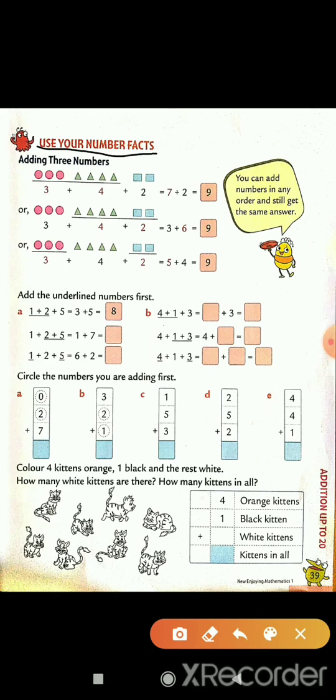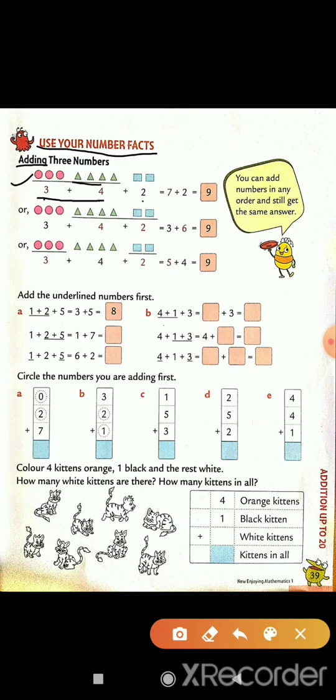Let us start, use your number facts. Now we will learn adding three numbers. Let us start. 3 plus 4 plus 2. Whenever we add three numbers, first we have to add any two numbers, and then whatever the answer comes, we have to add that answer with the third number. So here 3 and 4 are underlined. So let us add 3 and 4 first.